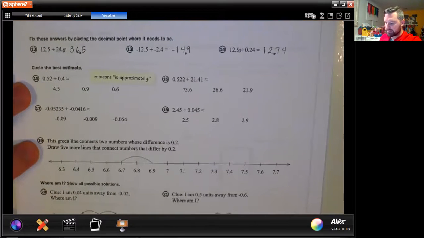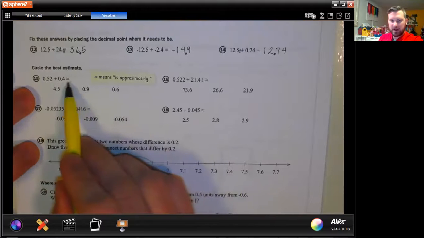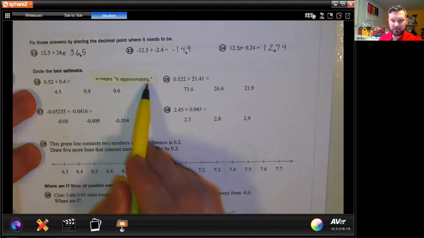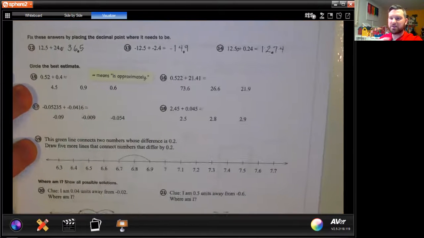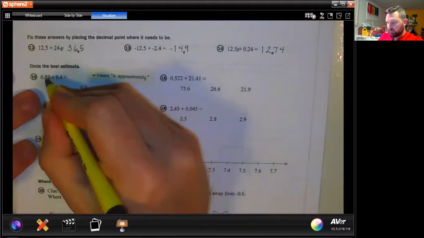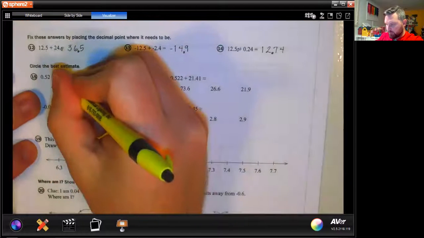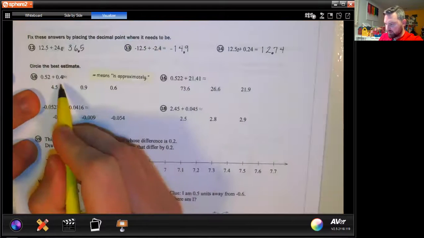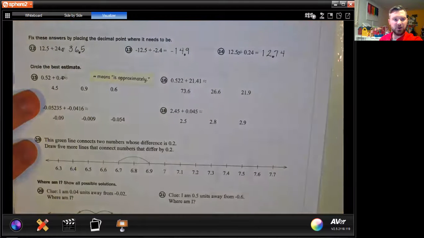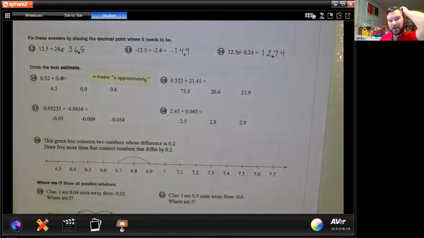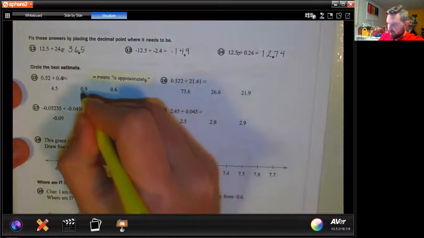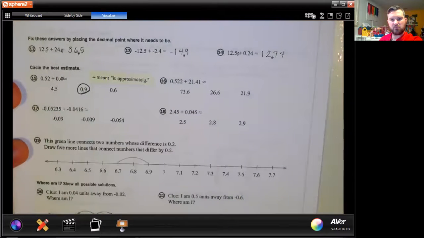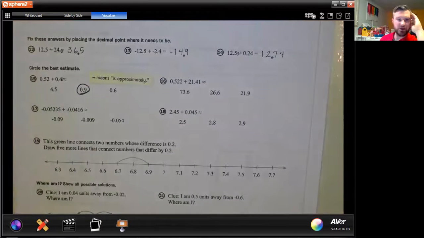Circle the best estimate. Okay, this symbol right here means is approximately, so it has been rounded or the number's been cut off or something like that. So you have 0.52 and 0.40. That way they have the same. So 52 plus 40 is actually 92. So that'd be 0.92. So it's actually 0.9 would be the closest. Okay, so they rounded those off.